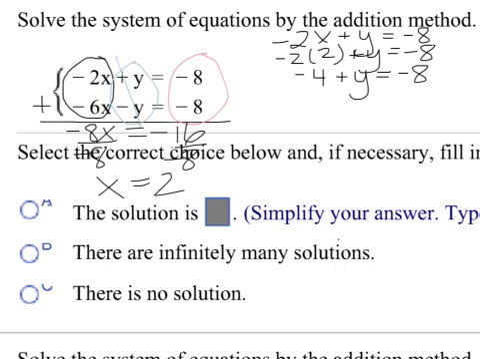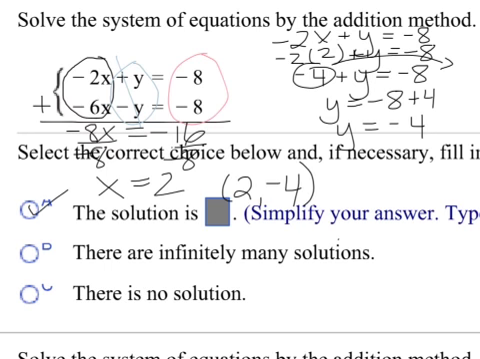Negative 2 times 2 is negative 4, so negative 4 plus y equals negative 8. Now I'll move my like terms to the same side of the equation. So y equals negative 8 plus 4, and then I'll simplify and y equals negative 4. So the solution to this system is 2, negative 4.